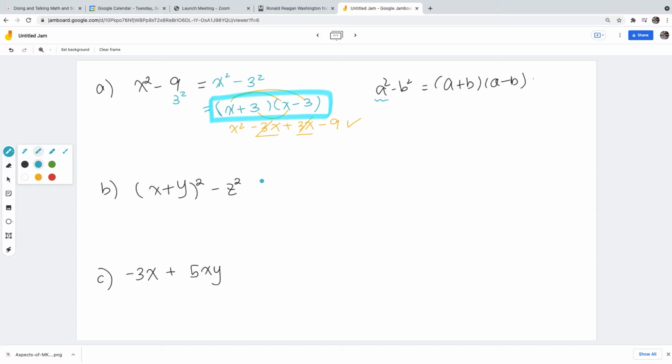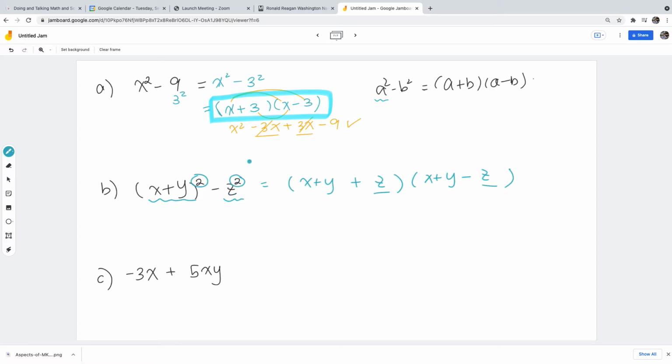Okay, let's do the same thing here. As you can see, something is squared and another thing is squared. Very similar to this one. So what is my a here? This time, this whole thing is my a. So we get x plus y added to something and x plus y subtracted by something. So what goes here? What is squared? This is squared. z is squared. So you can just put z in it.